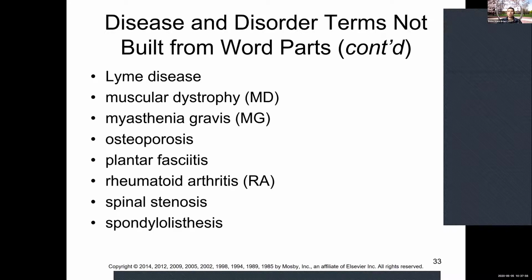Some of those have grown large, and so it narrows the column that the spine is supposed to go through. And as it narrows, it provides pressure on the spinal cord. And of course, that can cause neurological issues throughout the body.